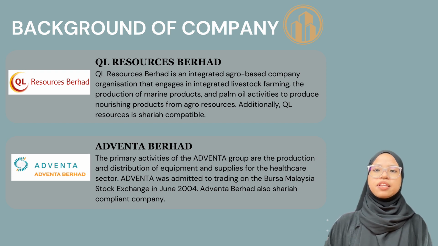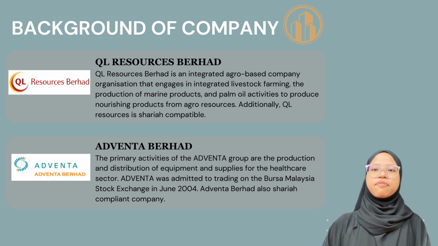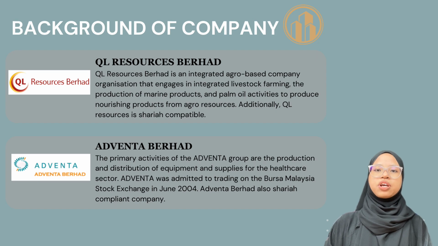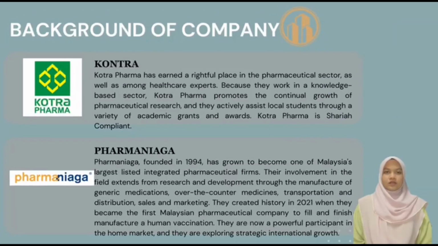Next one is Aventa Berhad. The primary activities of the Aventa Group are the production and distribution of equipment and supplies for the healthcare sector. Aventa was admitted to trading on the Bursa Malaysia Stock Exchange in June 2004. Aventa is also a Sharia-compliant company.